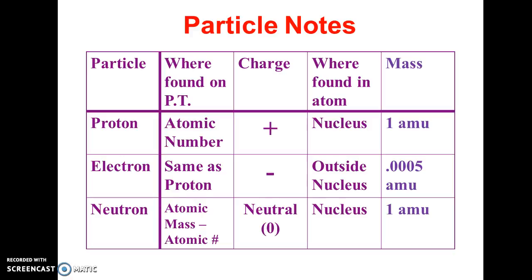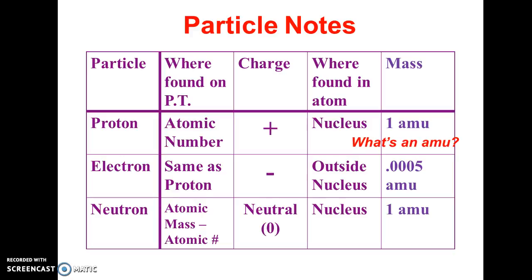We know that the charge on a proton is positive, the charge on an electron is negative, and a neutron is neutral. The proton and the neutron are both found in the nucleus, and the electron is found outside of the nucleus. And then we talked about the mass of the proton, electron, and neutron. The mass of the proton and neutron we said were 1 AMU and that the electron was 0.005 AMU.